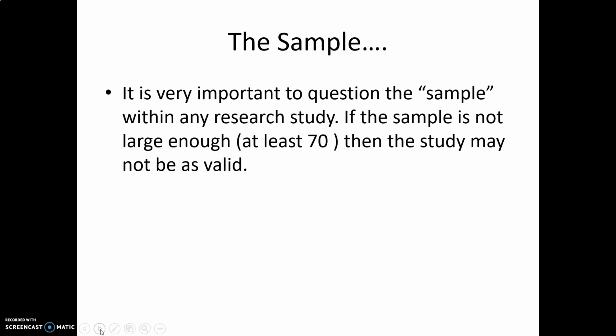Now, there are a lot of numbers that they will give you when discussing sample size. I have read that if you have not surveyed or polled at least 70 people, it is completely invalid. And on the other end, they say for a study to be valid, you need to have at least 1,000 people that you have surveyed or polled, or that you are researching.